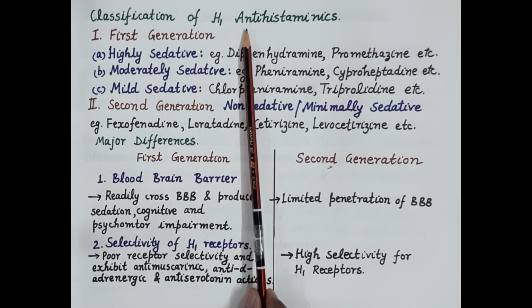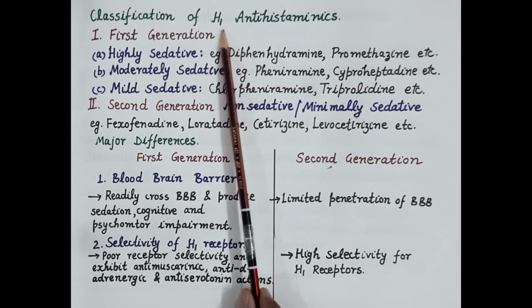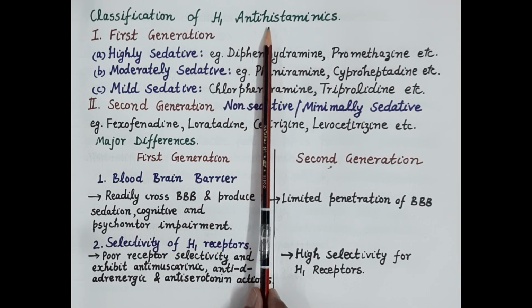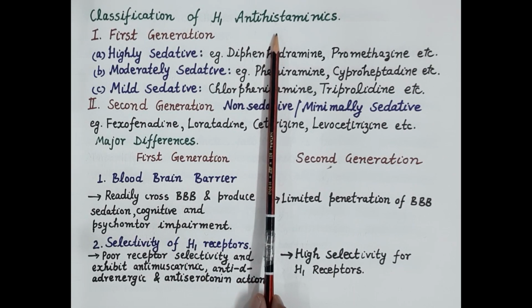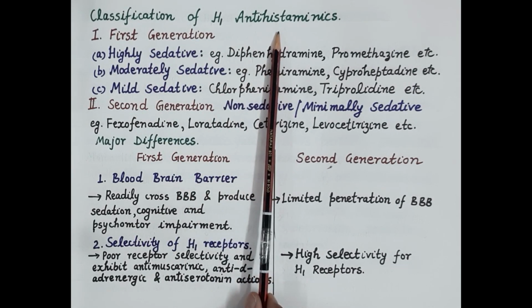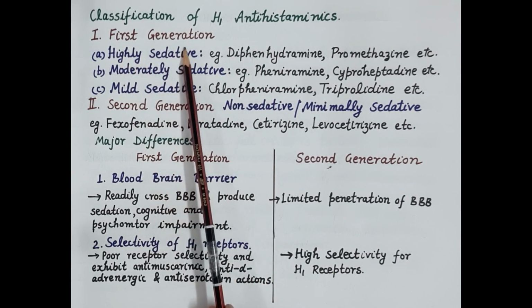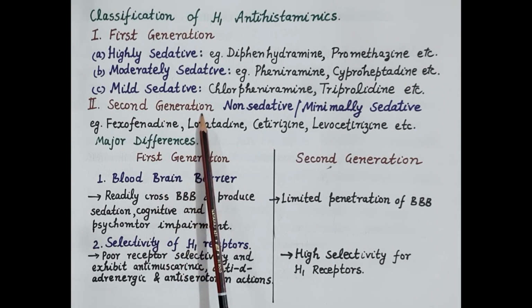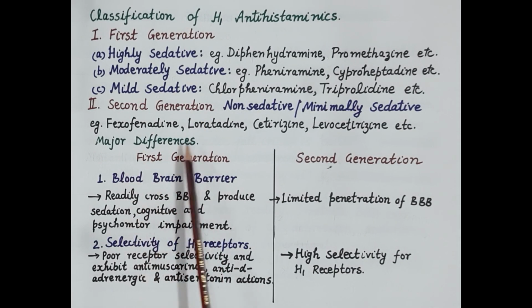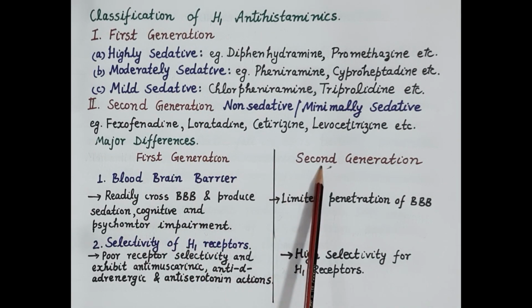Now let's come to the main topic and discuss pharmacology of antihistaminics. Let's first discuss pharmacology of H1 antihistaminics. Let's start with the classification of H1 antihistaminics. Now, H1 antihistaminics are classified as conventional or first generation H1 antihistaminics and newer or second generation H1 antihistaminics. Now, before further classifying these agents, let's see the major differences between first and the second generation H1 antihistaminics.